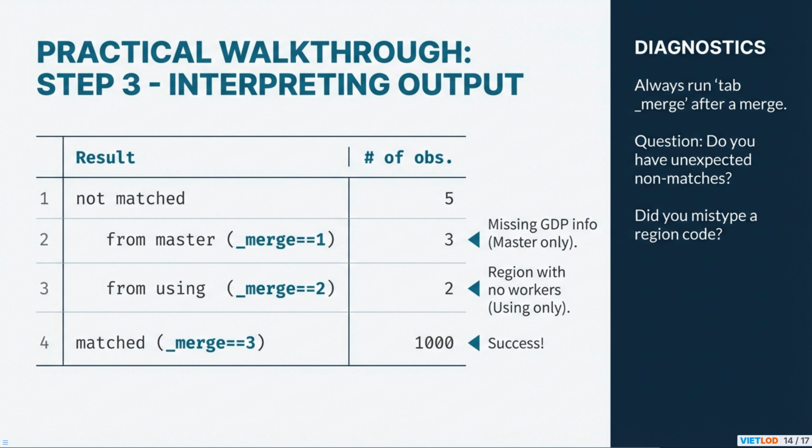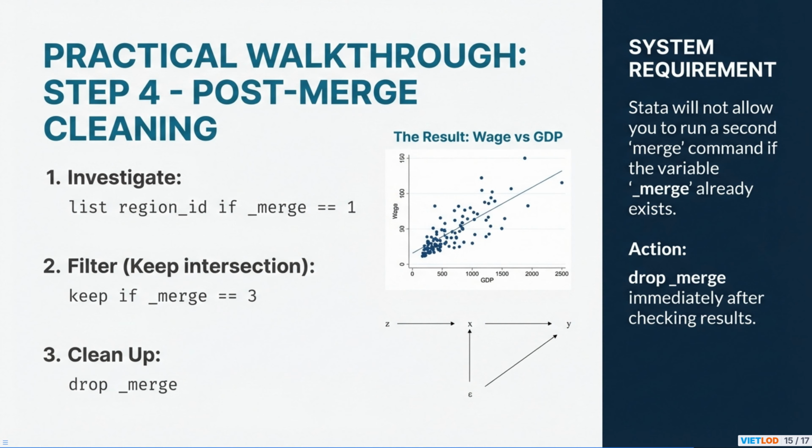A value of _merge equals 1 means the observation came only from the master file and did not find a match in the using file. This could indicate missing GDP info for a region. A value of _merge equals 2 means the observation came only from the using file and did not find a match in the master file. This might be a region with no workers in your sample. A value of _merge equals 3 indicates a successful match. These are the observations that now contain data from both the master and using files. Your goal is to maximize this category and understand any non-matches.